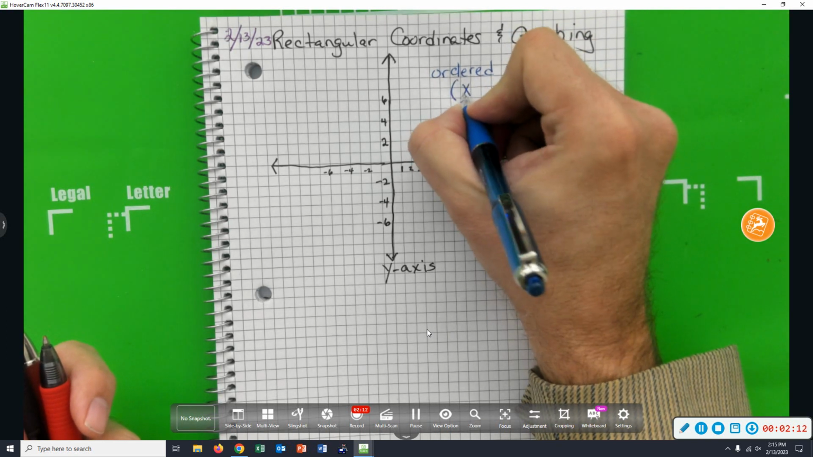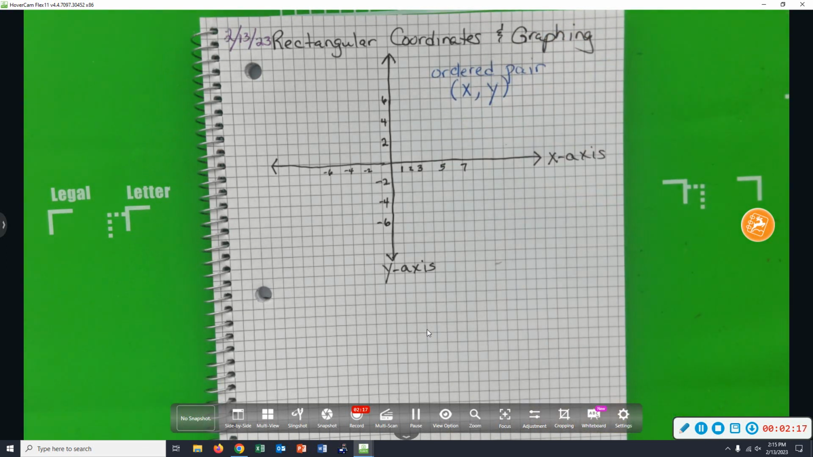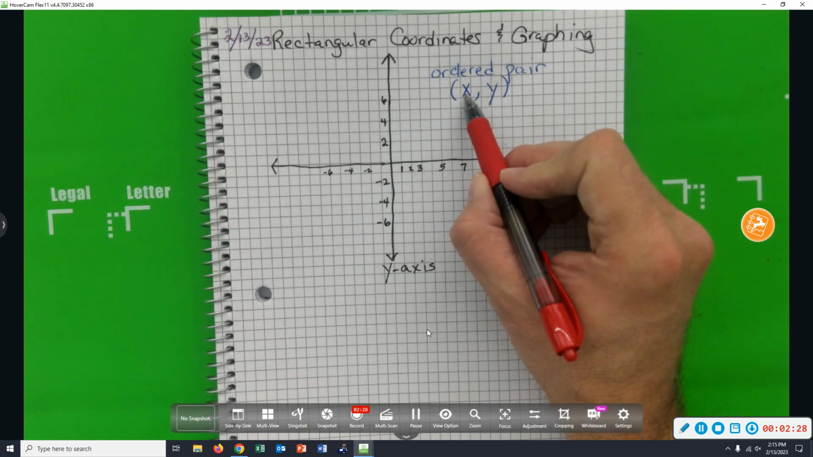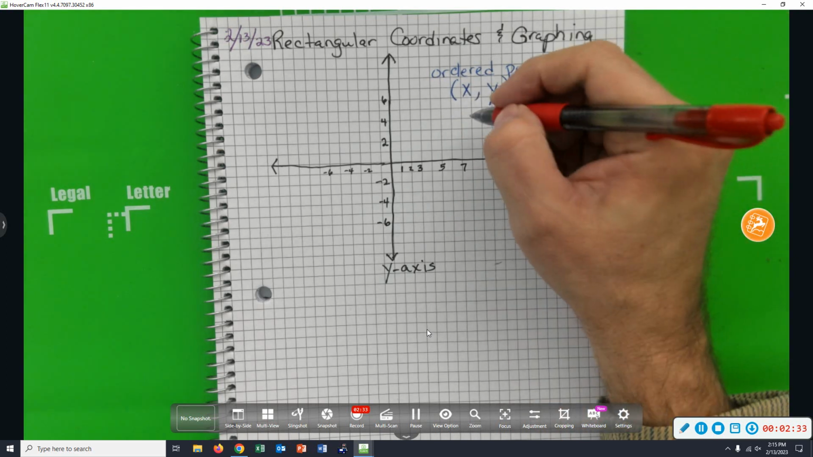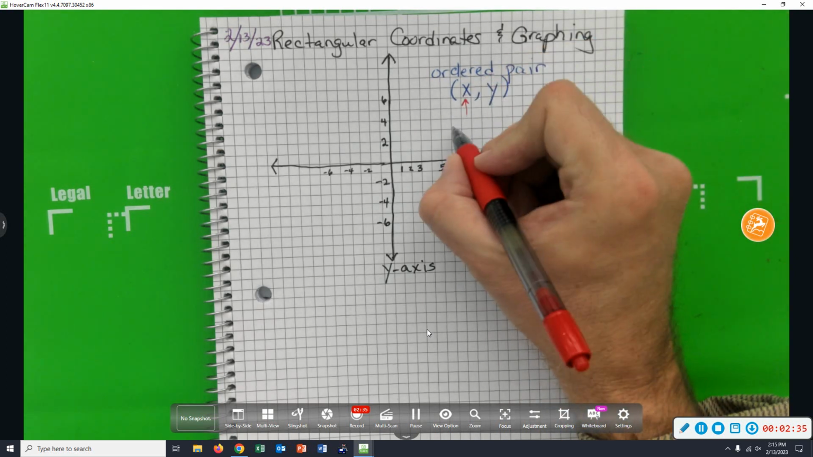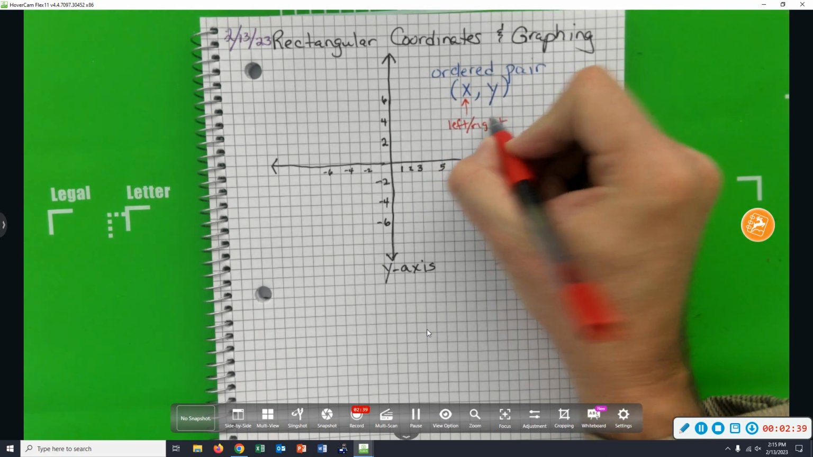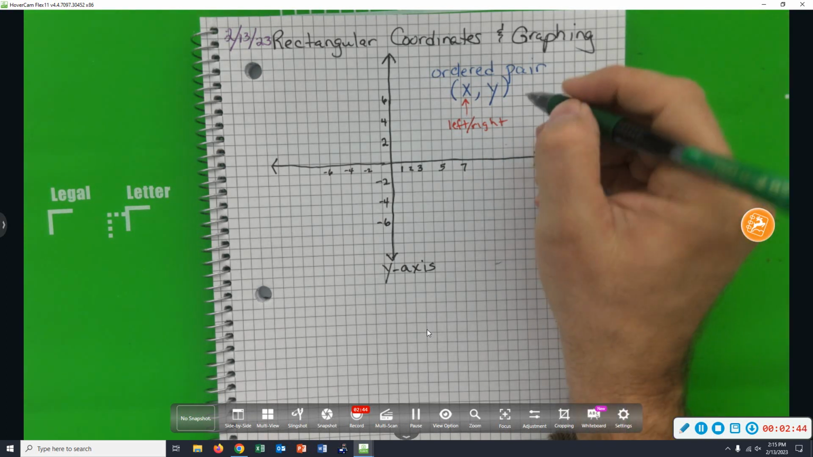It looks sort of like those open intervals we saw the last time when we were using the cut points and had 2 open circles at the end points. But here, this first number is called the x-coordinate, the second number the y-coordinate. The first number tells you the horizontal movement, how much to move left or right. The second number gives you the up and down, the vertical movement.